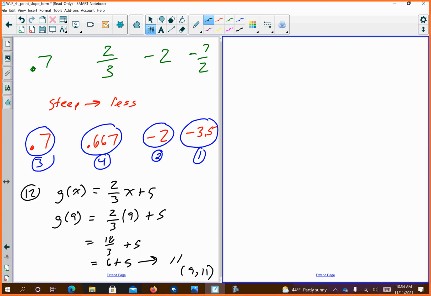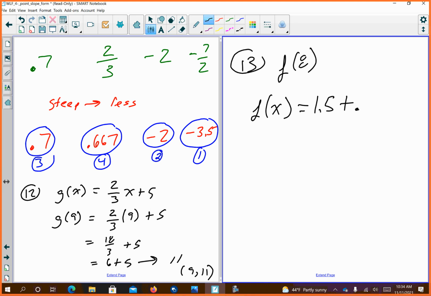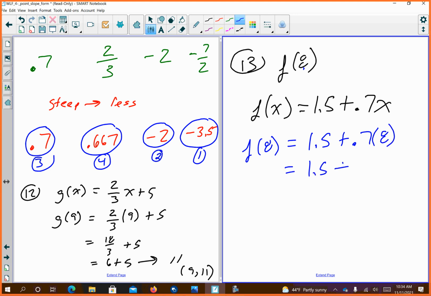And then the last question we have is calculate f at 8, excuse me. So we're going to look at my equation that's f at x. And this is why we label the functional notation with different letters so we can identify different equations. So I'm going to say f at 8 is equal to 1.5 plus 0.7 times 8. So 7 times 8 is 56, 0.7 times 8 is 5.6. And then we're going to add those up. So 6 and 5 is 11, put a decimal, carry the 1, 6, 7, 7.1 is f at 8.